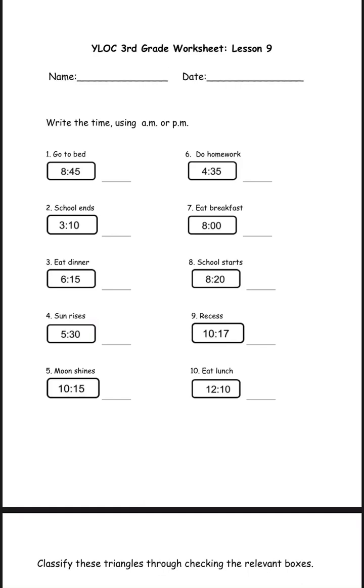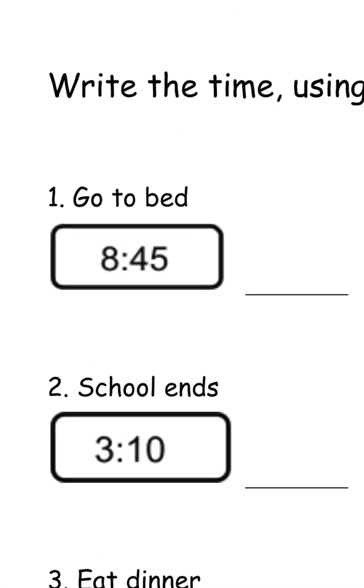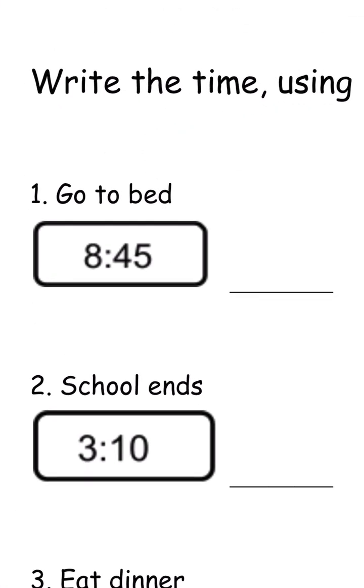So today we're going to work on lesson 9 and we're going to first write the time using AM or PM. So for this part we need to estimate. Let's look at number 1. So from noon to the midnight it's going to be PM, and from midnight to noon on the next day it's going to be AM.